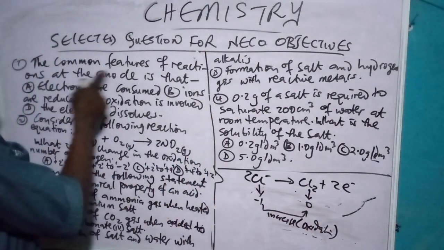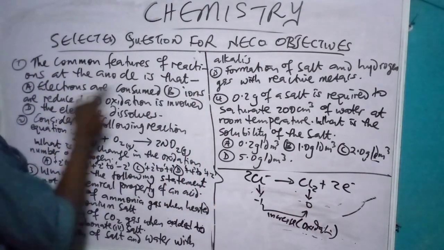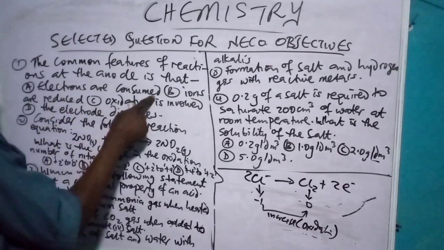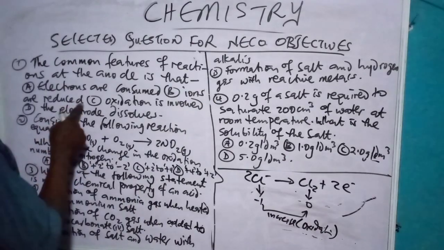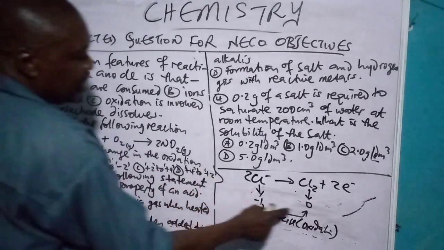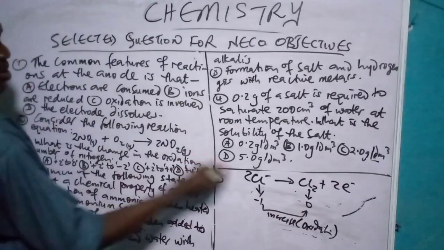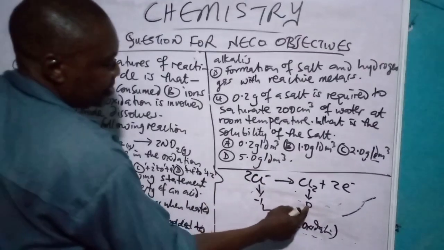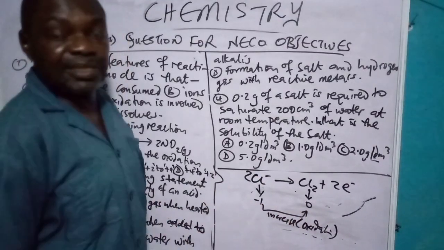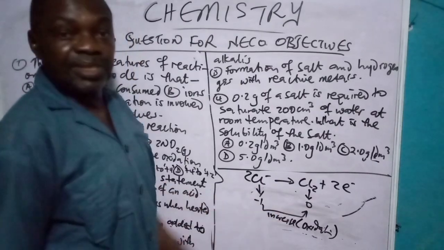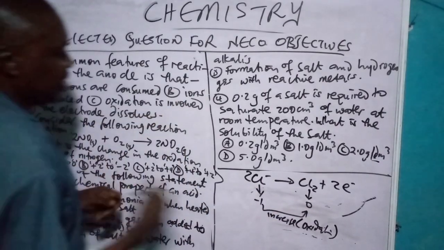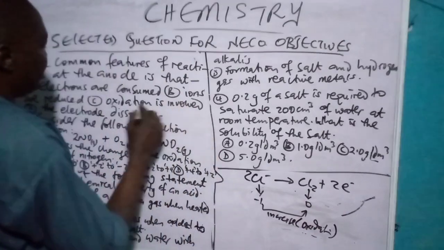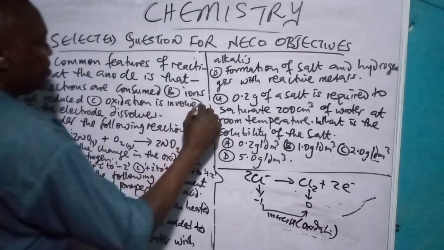So you look at the options: the common features of reactions at the anode is that A, electrons are consumed, no. Instead, electrons are released. B, ions are reduced, no. The oxidation number is increased, because this one is negatively charged and it has increased to 0. From your number line in mathematics, from -1 to 0 is an increase. The other one is oxidation is involved. That is the answer. The answer to this is oxidation is involved.